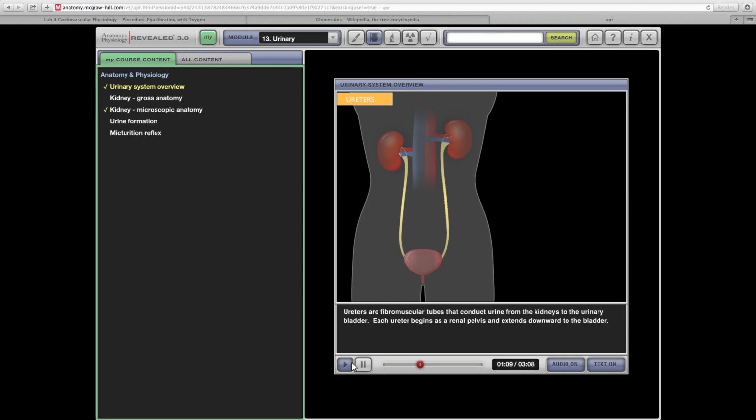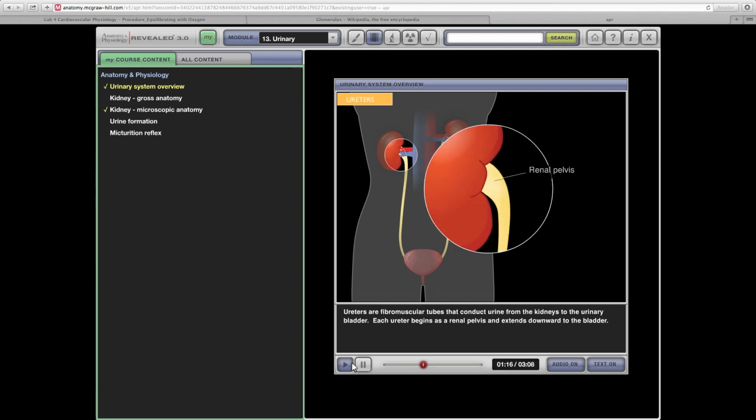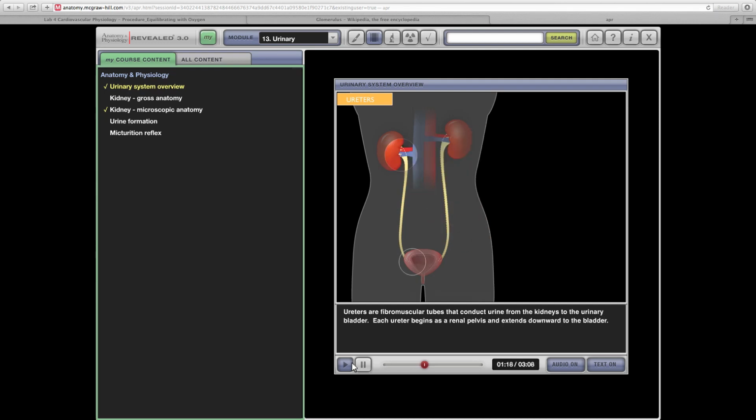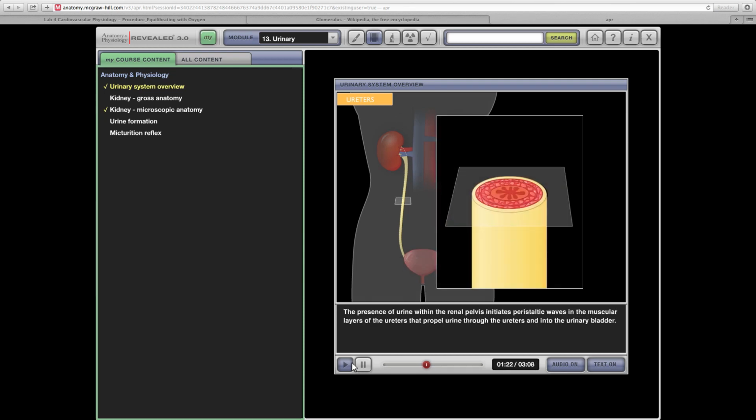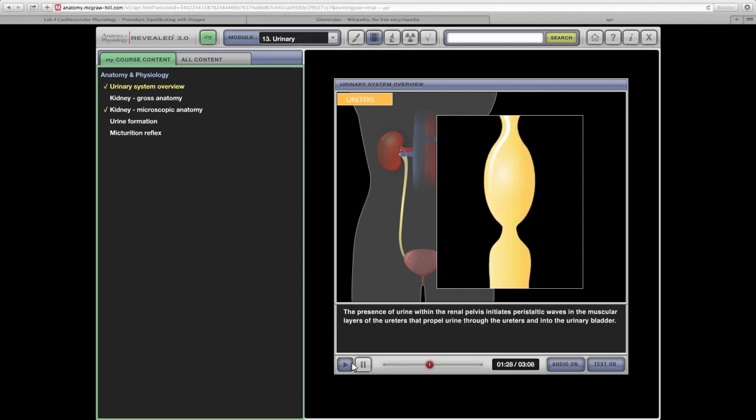Ureters are fibromuscular tubes that conduct urine from the kidneys to the urinary bladder. Each ureter begins as a renal pelvis and extends downward to the bladder. The presence of urine within the renal pelvis initiates peristaltic waves in the muscular layers of the ureters that propel urine through the ureters and into the urinary bladder.